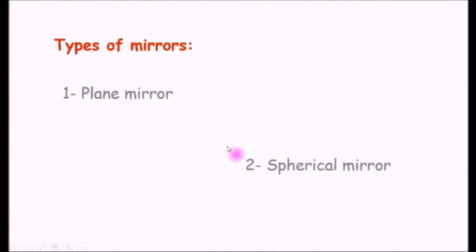What are the types of mirrors? We have two types. The first type is called plane mirror. The second one is called spherical mirror. We will talk about each one of them with all the details. Firstly, we will talk about the plane mirror.